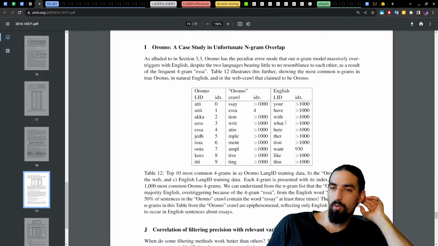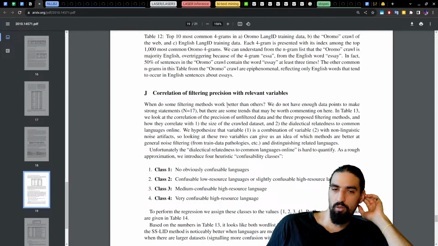You have with what here? These are the most common n-grams, and this is for Oromo. Interesting.